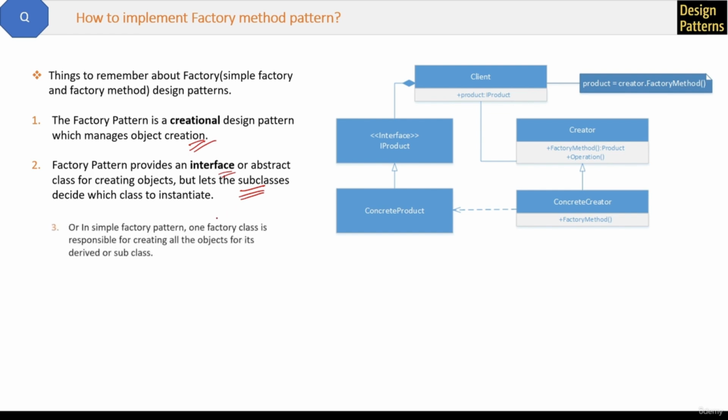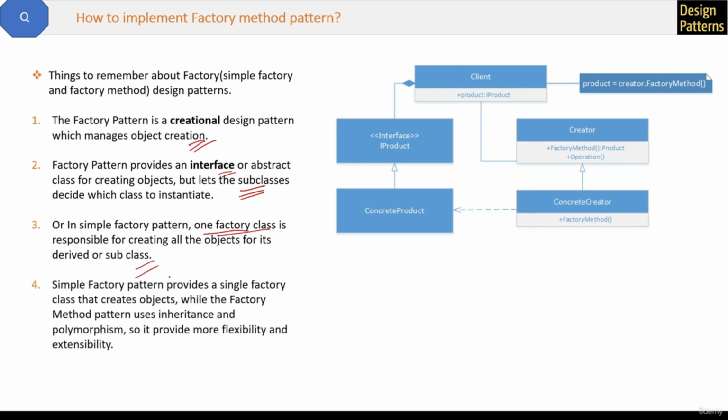Then the third point is, in the simple factory pattern, one factory class is responsible for creating all the objects for its derived or subclasses. Very easy point, you can remember, right? And the next point is, the simple factory pattern provides a single factory class that creates the objects, while the factory method pattern uses inheritance and polymorphism to provide a more flexible way of it. So these are four points which I think are enough to know and which you can explain.